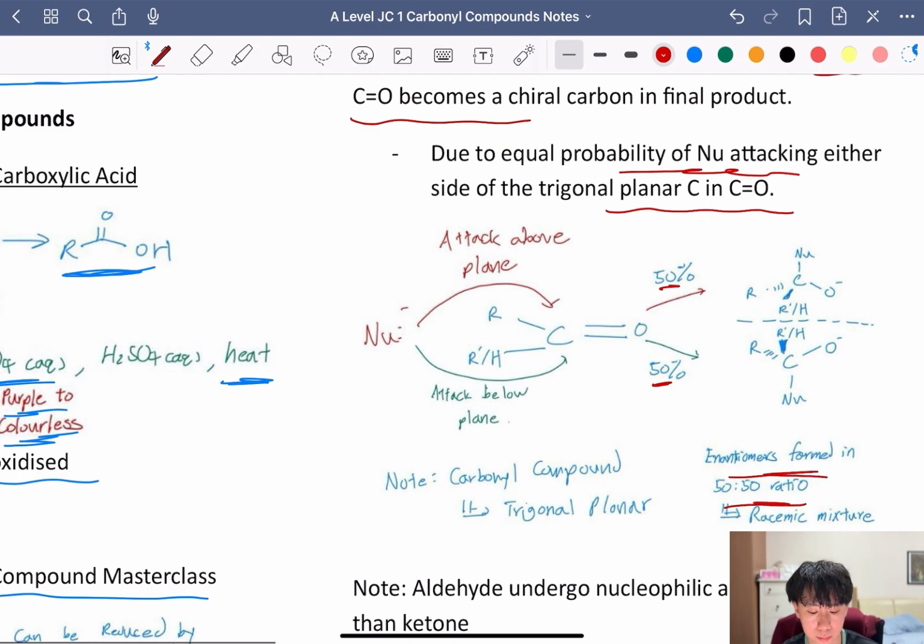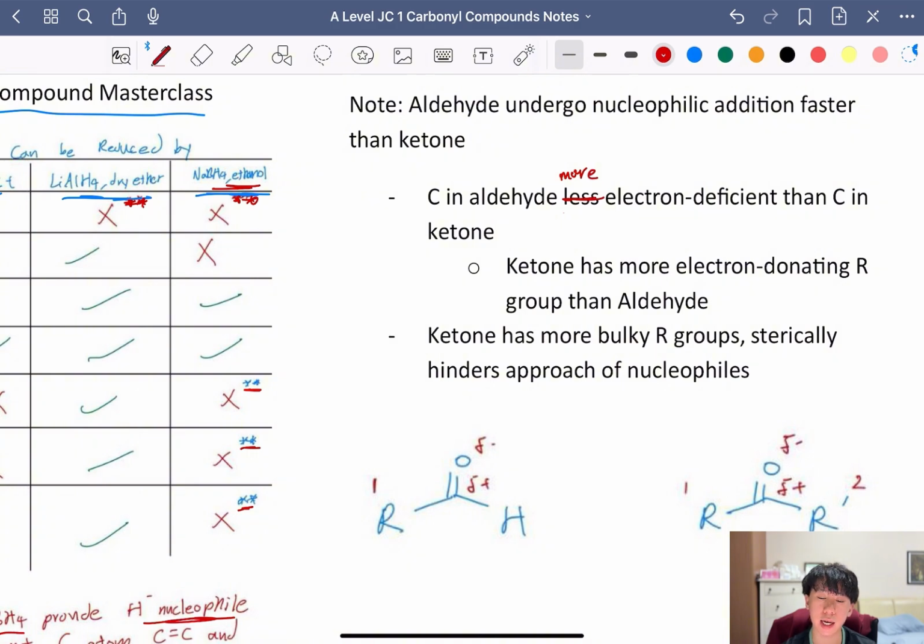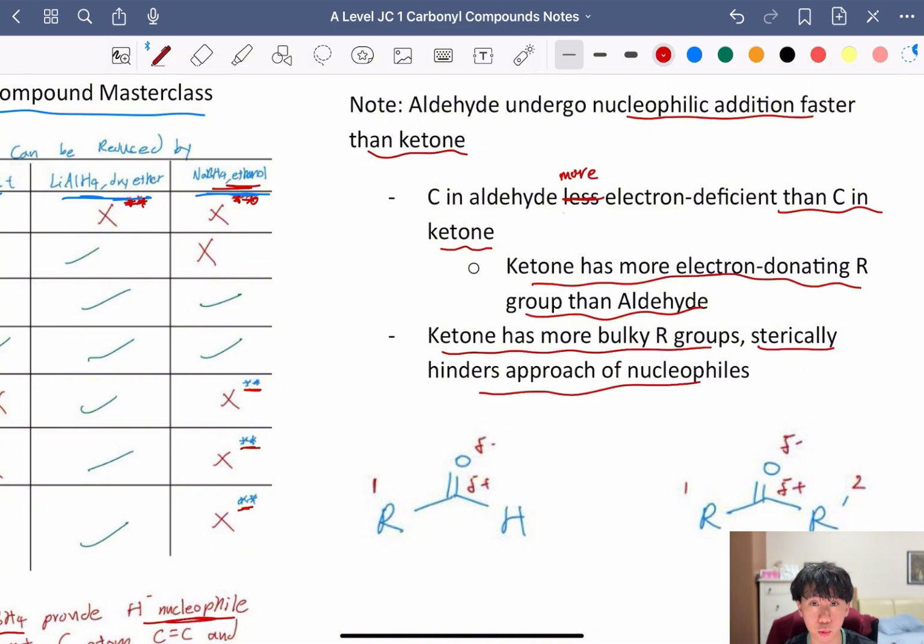Do also take note that your aldehydes undergo nucleophilic addition faster than your ketones. And this is mainly because the carbon in the C=O for your aldehydes is more electron deficient than the carbon in ketones. And this is also because your ketones have more electron donating R groups than the aldehyde to the electron deficient carbon. And therefore, it doesn't really undergo nucleophilic attack as much for your ketones. Also, your ketones have more bulky R groups, and therefore it sterically hinders the approach of your nucleophiles as well.